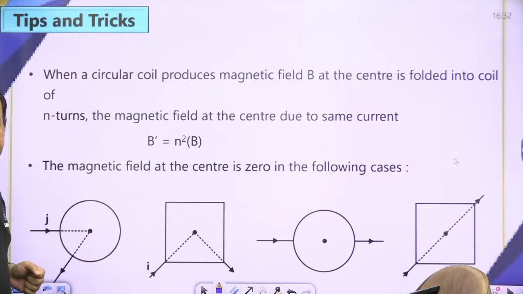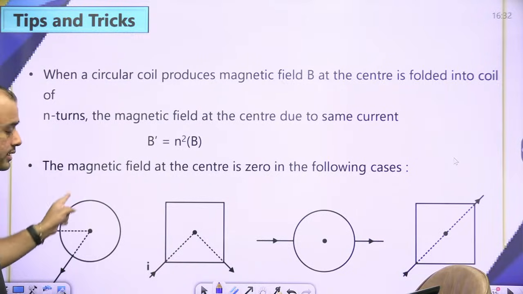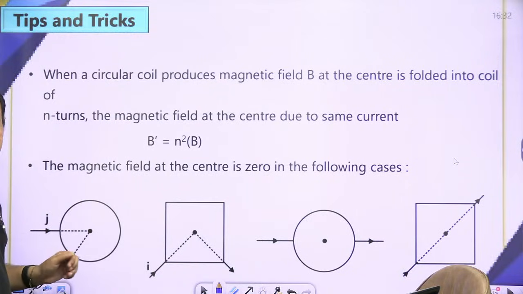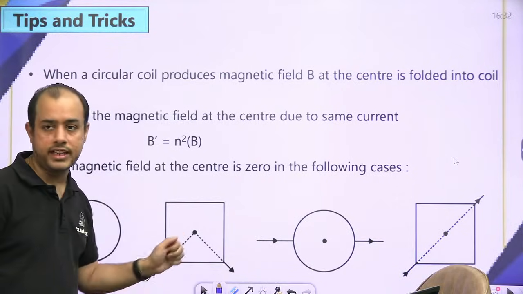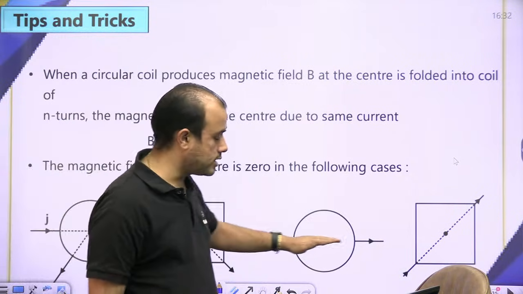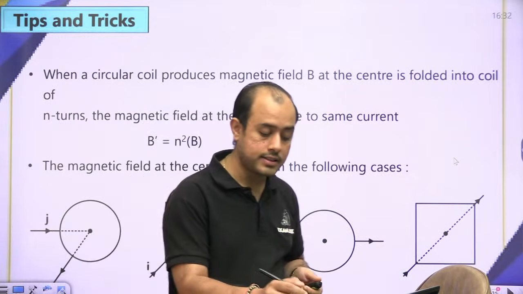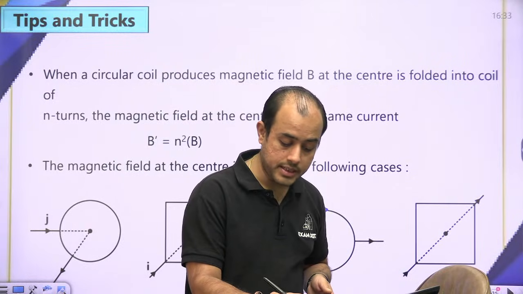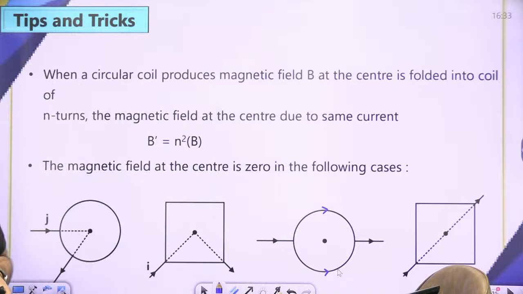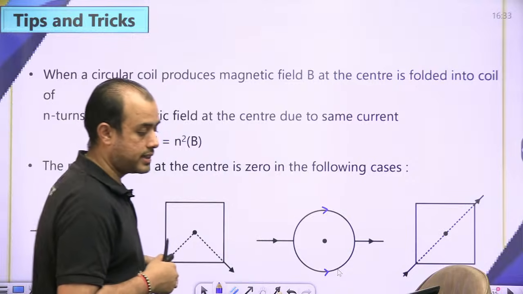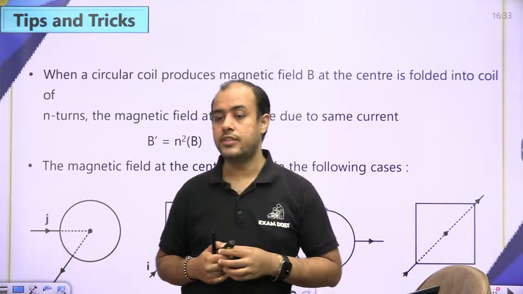Magnetic field at the center is 0 in the following cases. It is a straight wire, then a circle, then another straight wire. In this case, magnetic field at the center is 0. In this case also the magnetic field is 0. This case also magnetic field is 0 because the two parts of the semicircle will cancel the magnetic field. In such situations the magnetic field is 0. Is that clear to everyone?